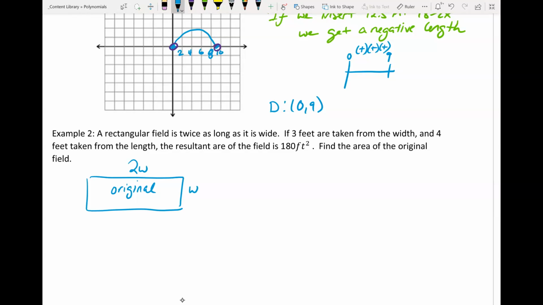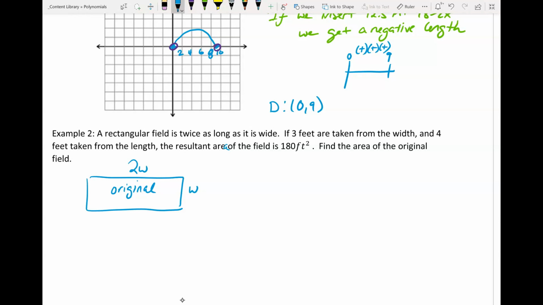Now we have another one that says 3 feet are taken from the width and 4 feet is taken from the length. And the resultant area of the field is 180 feet squared. And we want to find the area of the original field. So we need to figure out what our width is in order to figure out the area of the original field. So our goal is to find what W is.